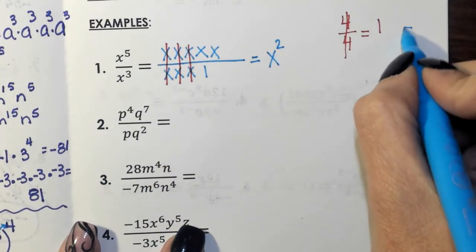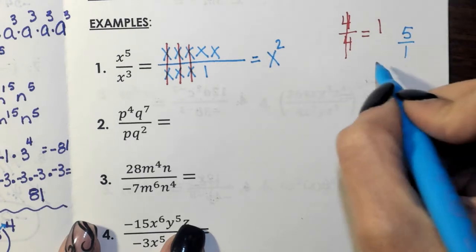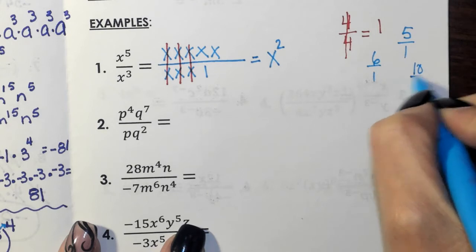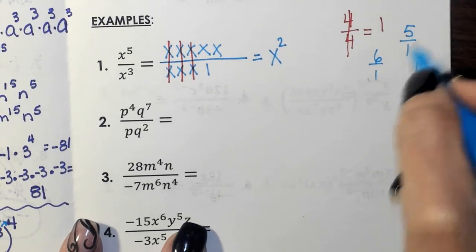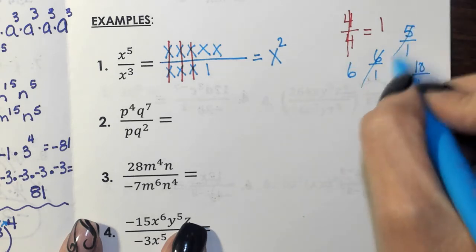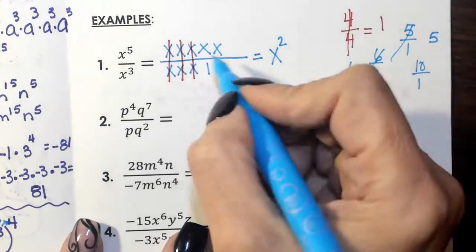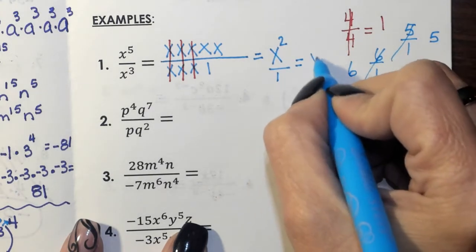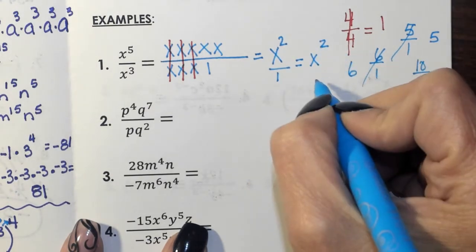And remember, every number that you write is always over 1. 6, I can make it a fraction by putting it over 1. 10, I can make it a fraction by putting it over 1. But a lot of times, we don't really want to do that. We just want to say the answer is 6. So we don't really want to say the answer is x squared over 1. Instead, we just want to say the answer is x squared.